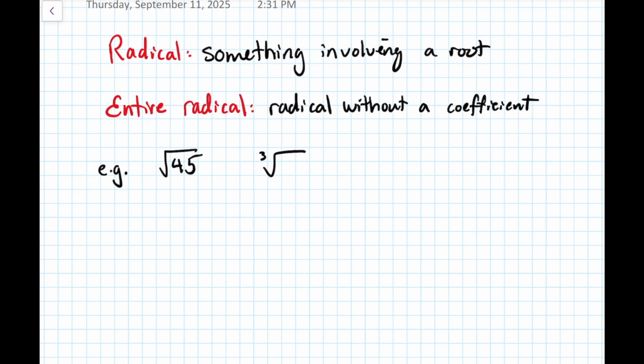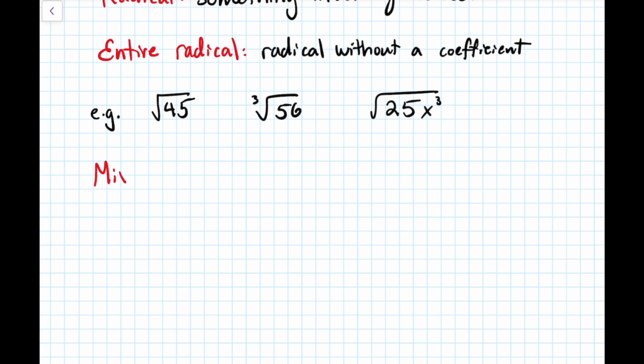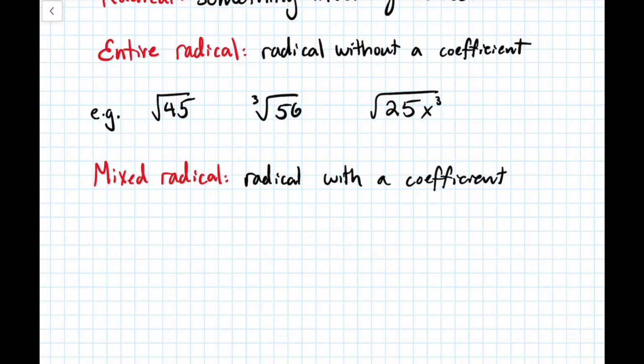Or the cube root of 56. Or we can even throw some variables in there and have the square root of 25x cubed. Right? These are all entire radicals. A mixed radical, you might be able to guess, is going to be a radical that does have a coefficient. And we'll see how that affects things as we go through this lesson. That might look something like, say, 3 root 5. Or maybe 2 cube root 7. Or 5x root x.